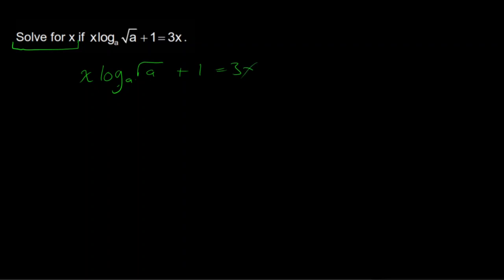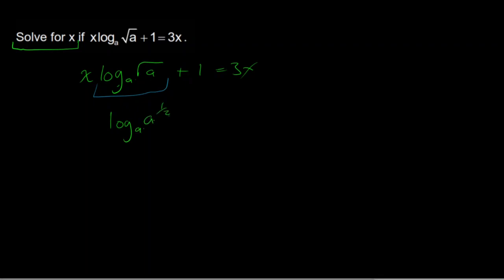Well, let's sort out this weirdness over here. So that's just going to be, well, log base a of (a plus 1) to the power 1 over 2. Well, now we can multiply by our x, plus 1, still equal to 3x.